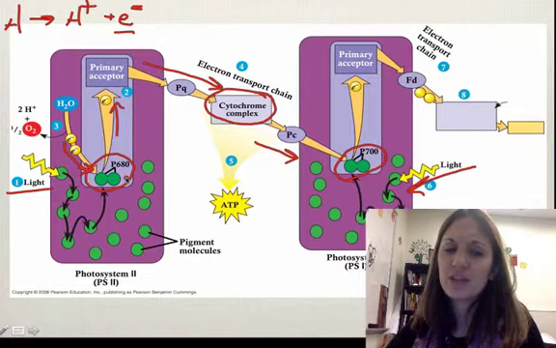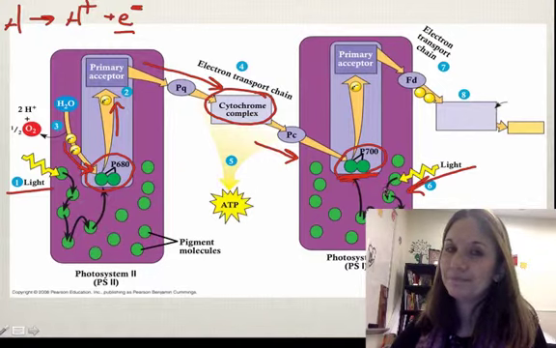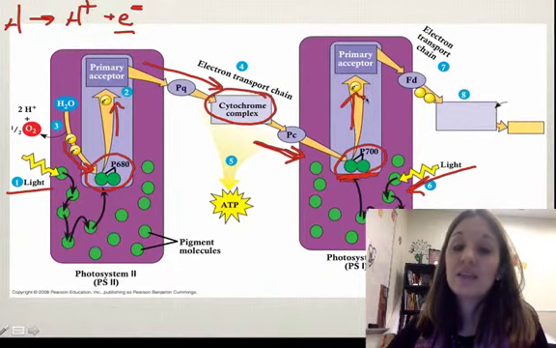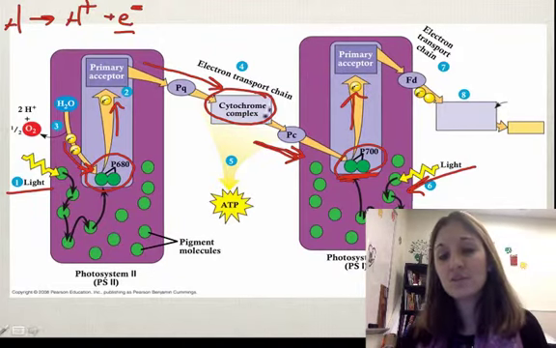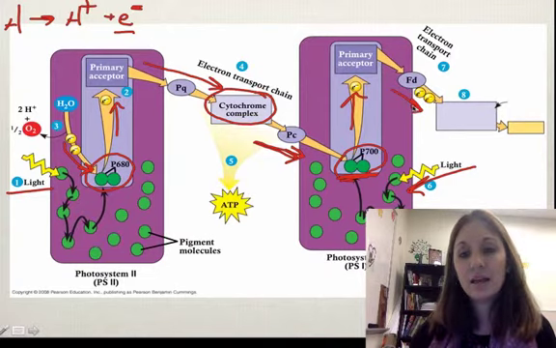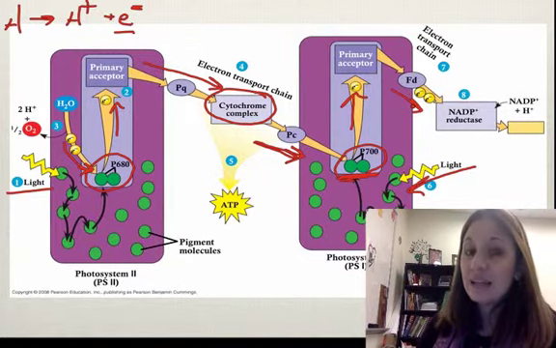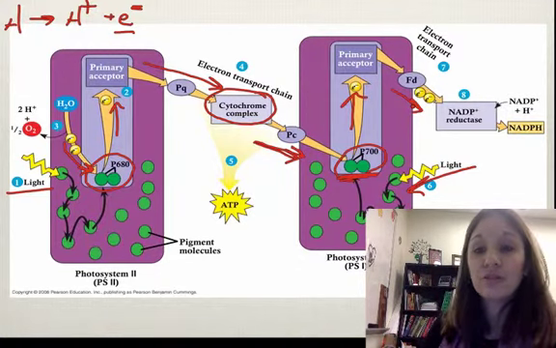Water replaced the electrons here for P680. What's replacing the electrons here for P700? That's right. It's the initial electrons from that electron transport chain. The electrons that are excited out of P700 go to that primary acceptor. Now they flow down the electron transport chain here until we reach NADP plus reductase. NADP plus reductase is going to take those electrons, bind them to a hydrogen ion and NADP plus to make the high energy carrier NADPH, which is then off to the Calvin cycle.